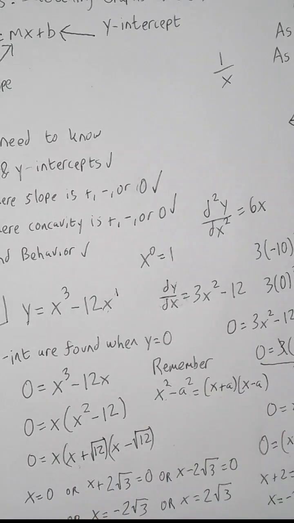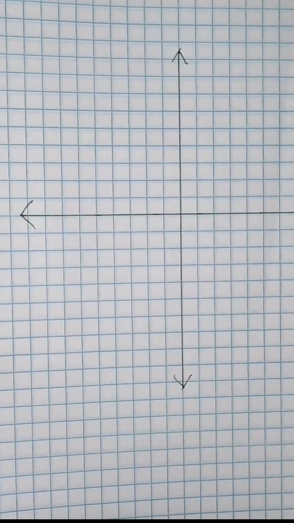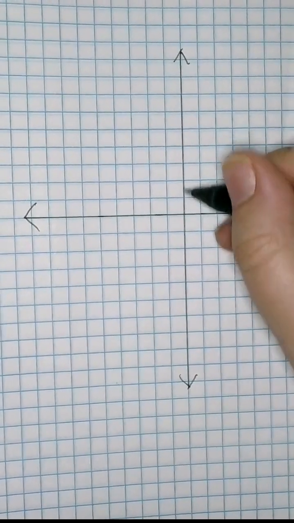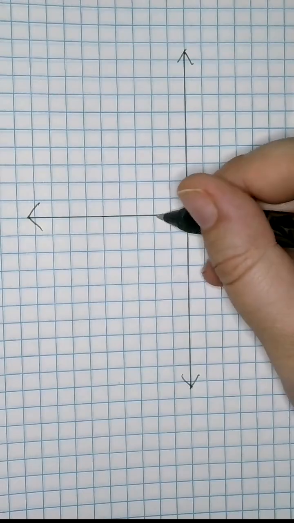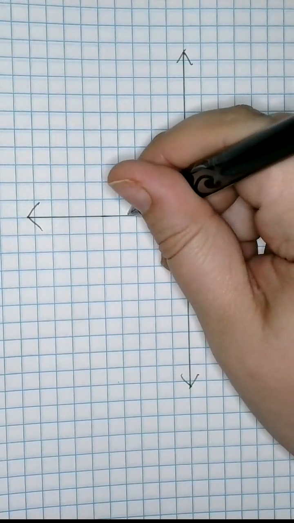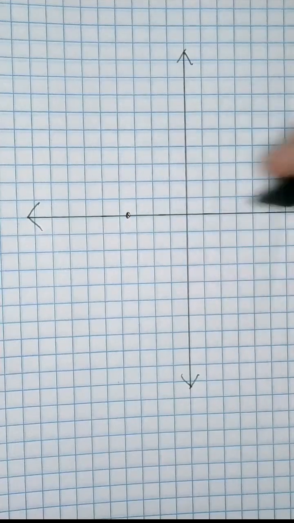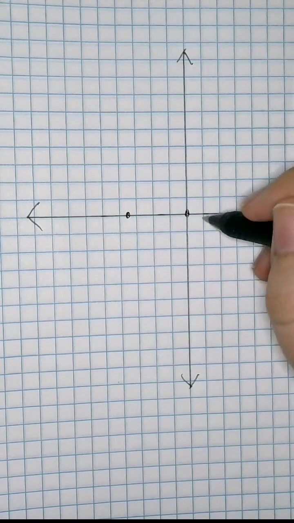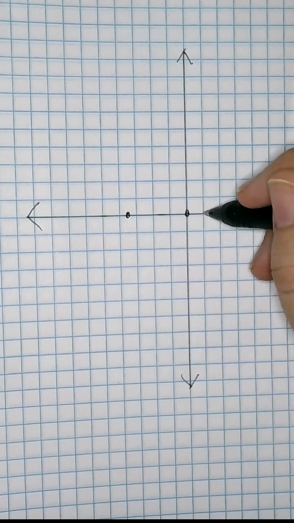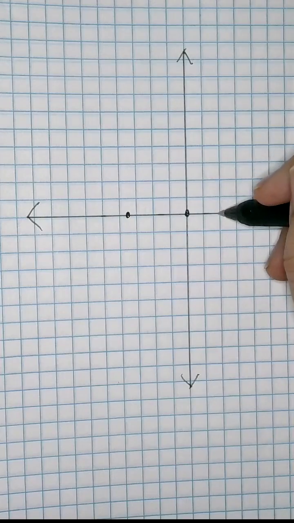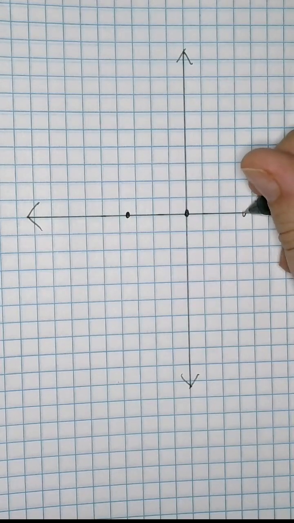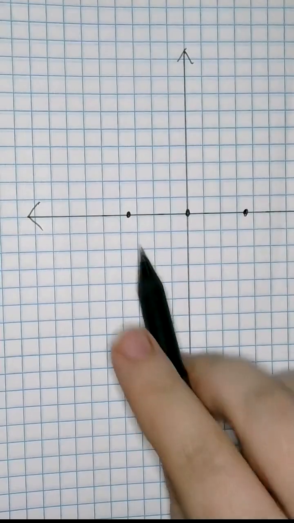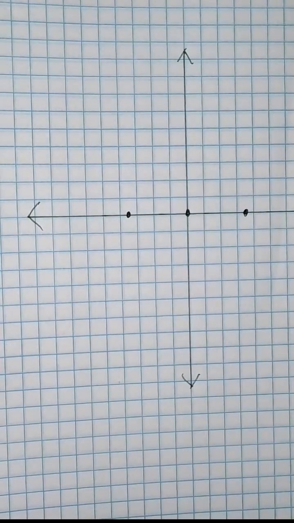So let me draw my point. My x-intercept is going to be 1, 2, 3, about here. I have another one at 0. And I have another one at positive root 12. So 1, 2, 3, about here. And again, I'm just eyeballing where those are.